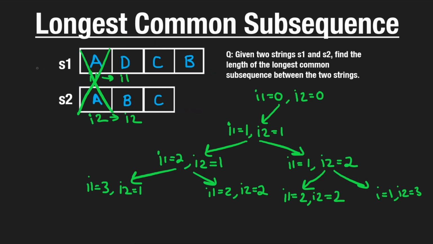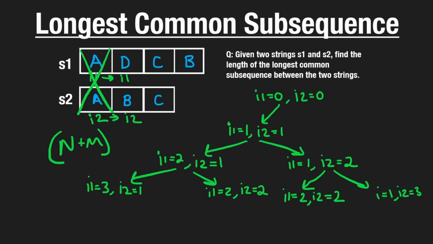So let's say the length of the first string is n and the length of the second string is m. We would say that the time complexity here is going to be 2 to the power of n plus m. That's going to be the time complexity. The memory complexity is going to be n plus m. That's because it's the height of the tree, and that's going to be the height of the recursive call stack.